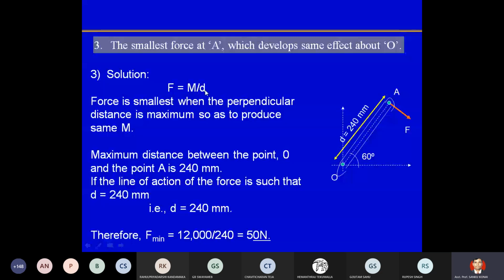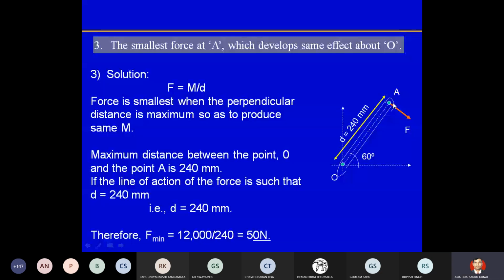Okay, so force is smallest when the perpendicular distance is maximum, so as to produce the same moment. The maximum distance between point O and point A is 240 mm. If force is acting at any other direction, then you have to take the horizontal or vertical component to find the perpendicular distance. So the maximum perpendicular distance from F point to this O will be 240 mm.